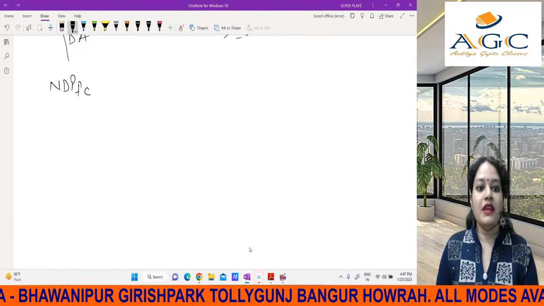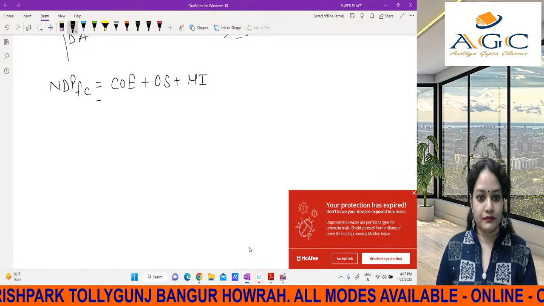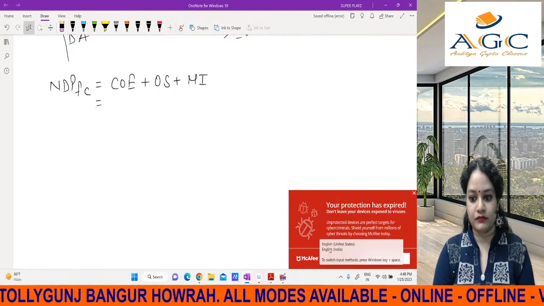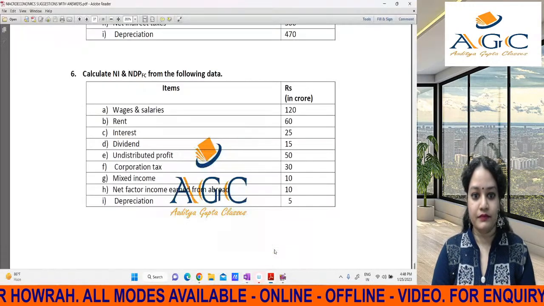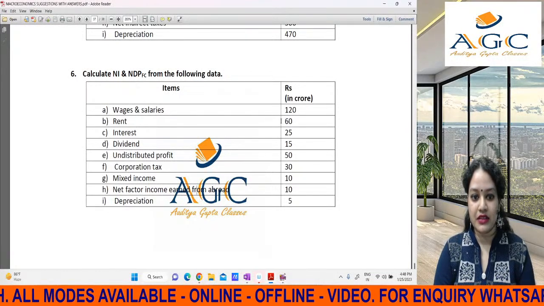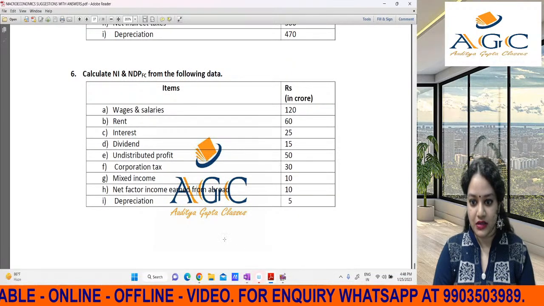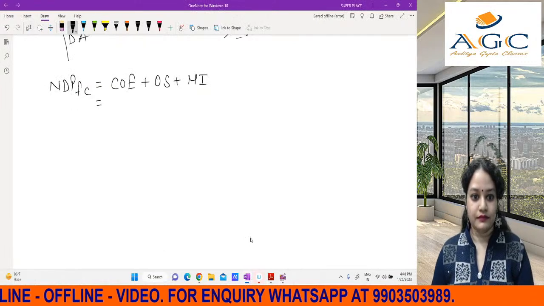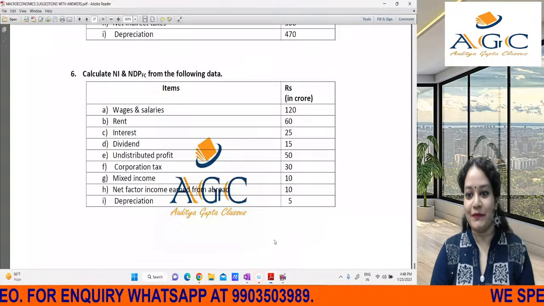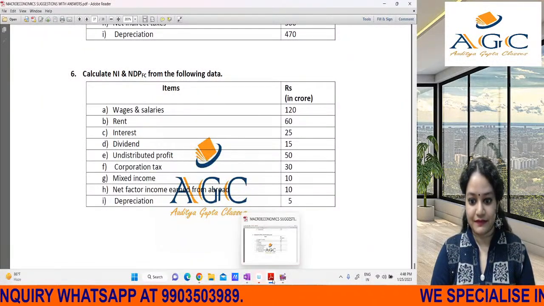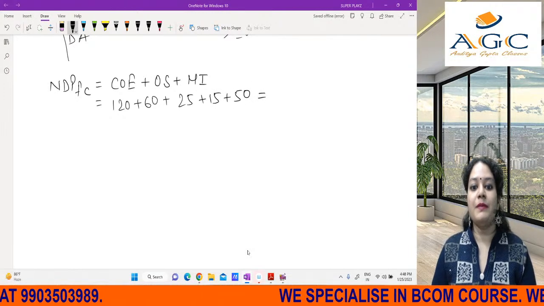NDPFC. NDPFC is equal to what? Compensation of employees, I am writing it in short, plus operating surplus plus mixed income. Wages and salaries is 120. Rent is 60. Interest is 25. So we will be taking the first 5 values from here first: 120, 60, 25, 15, 50. Add up and let me know the total.